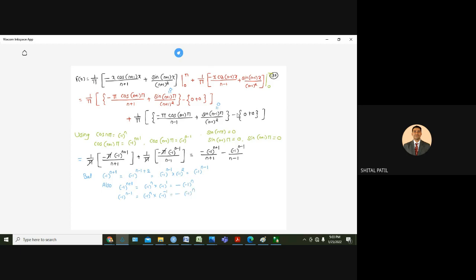Both are same only. No need to consider this. So we have read it here. This was AN, I think. Sir, BN. It was a BN. Sorry, BN. So BN equal to... minus minus sign will cancel.